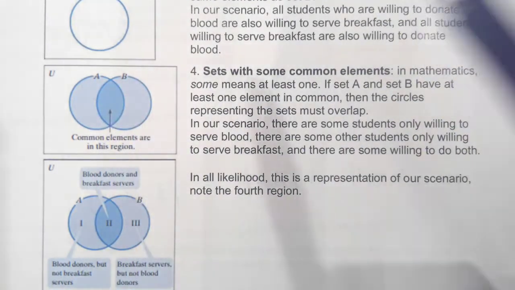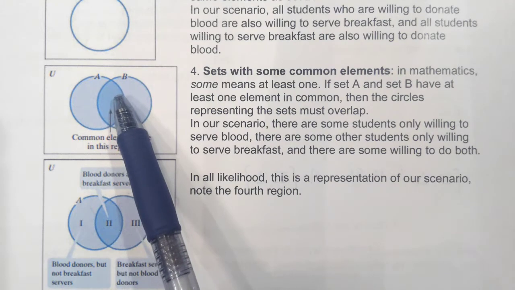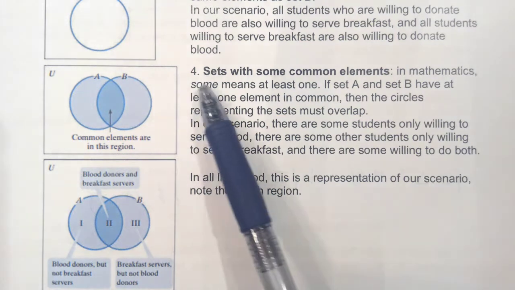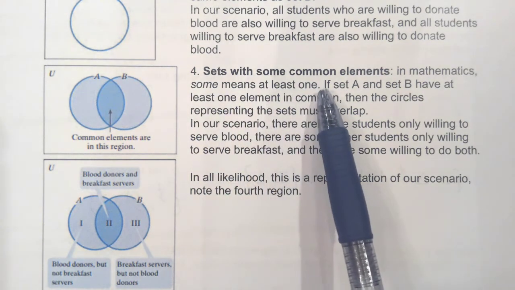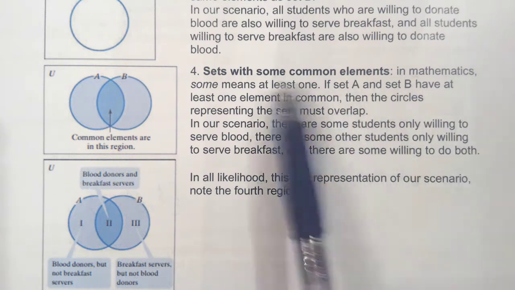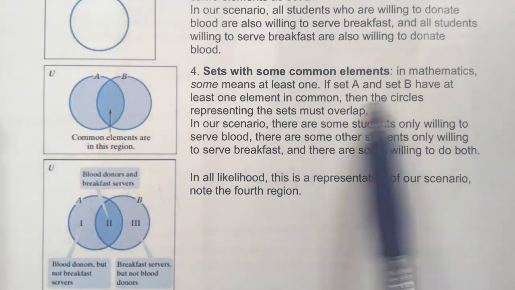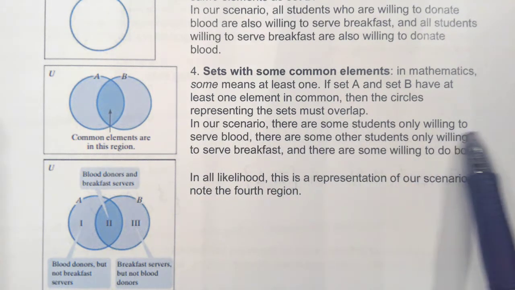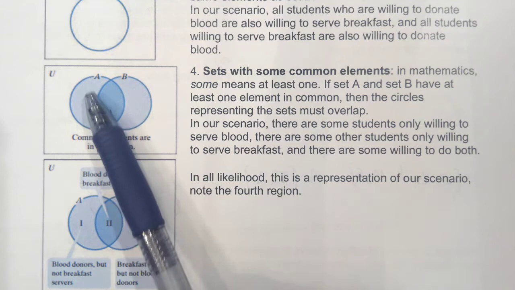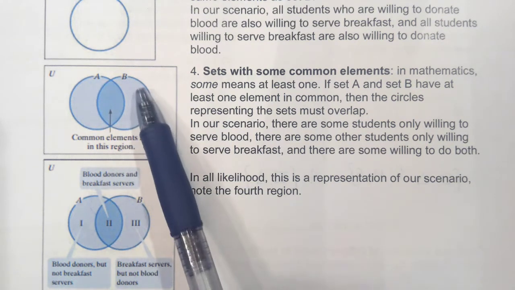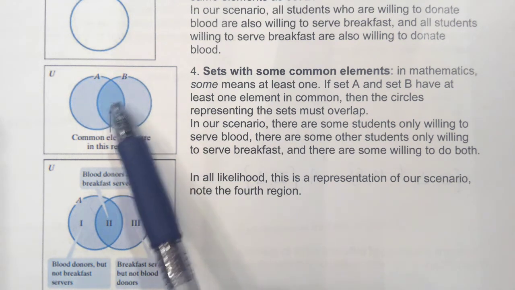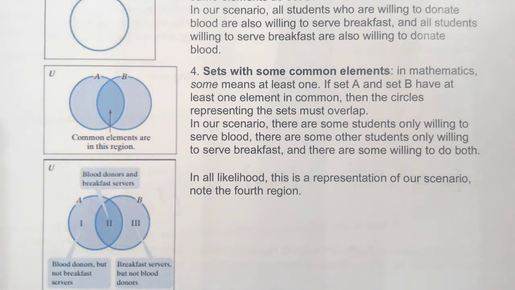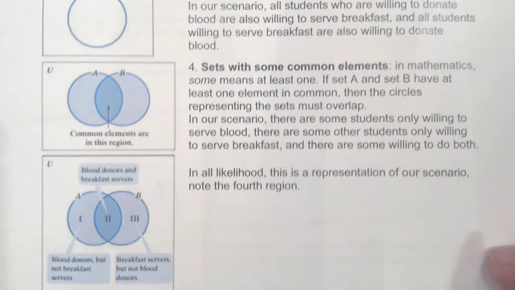And then the last one, this is your more typical Venn diagram: sets with some common elements. So in mathematics, some means at least one. We're just defining that. So if set A and set B have at least one element in common, then the circles representing the sets must overlap. In our scenario, there are some students only willing to donate blood. That would be over here. There are some students only willing to serve breakfast. That would be over here. And then there are some in common who are willing to do both. In all likelihood, this is a representation of our scenario.